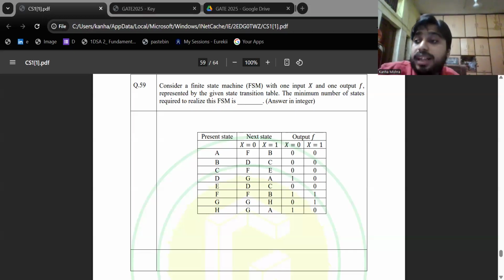What are the steps to minimize? Let's talk about that. Remove unreachable states. Partition the states on the basis of output. Okay, so let's try doing that. We will use partition refinement to separate the distinct states. Initial partition: group the states that behave identically for all the inputs in terms of the outputs.